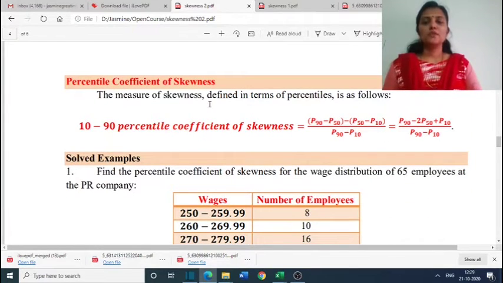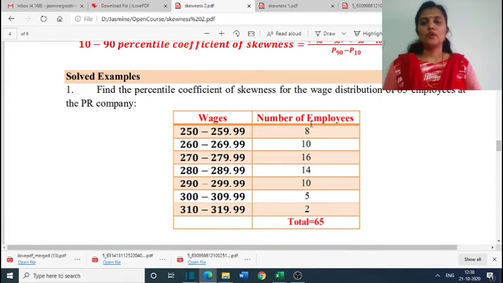The measure of skewness defined in terms of percentile is P10, P90. Percentile coefficient of skewness is P90 minus P50 minus P50 minus P10 divided by P90 minus P10, or P90 minus 2P50 plus P10 by P90 minus P10.